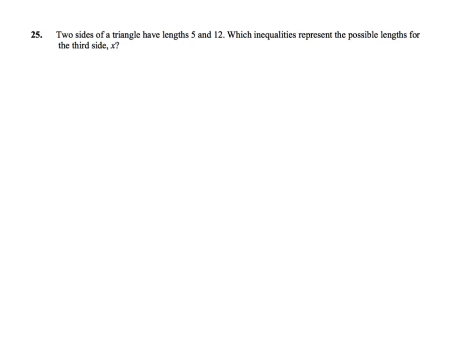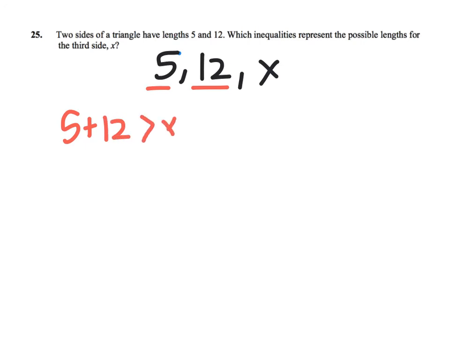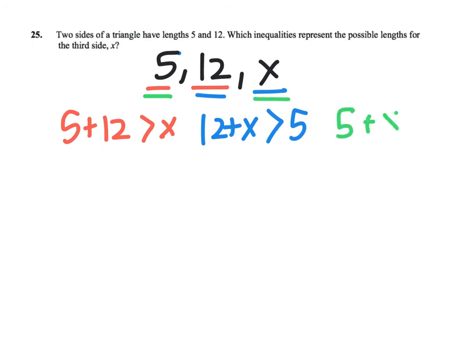All right, my last one in this video, number 25, says two sides of a triangle have lengths 5 and 12. Which inequalities represent the possible lengths for the third side x? So my three side lengths are 5, 12, and x. We're going to do kind of like we did in the last one and start with our first two and add them together, 5 plus 12, and say that they're greater than x. Then I like to do my last two, 12 plus x should be greater than 5. And then we'll do the first and the last, 5 plus x is greater than 12.